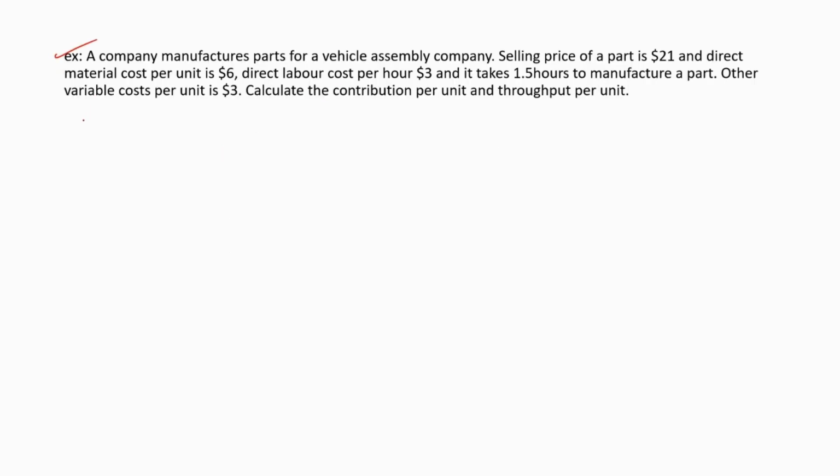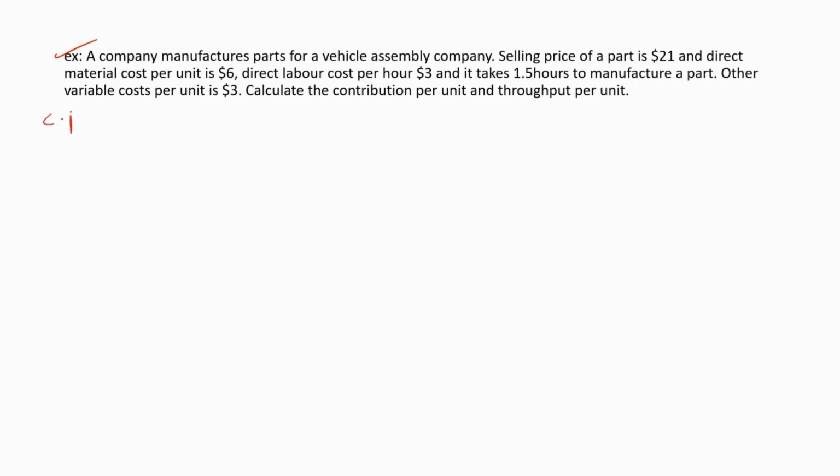Now let's do this example. A company manufactures parts for a vehicle assembly company. Selling price of a part is $21 and direct material cost per unit is $6. Direct labor cost per hour is $3 and it takes 1.5 hours to manufacture a part. Other variable costs per unit is $3. Calculate the contribution per unit and throughput per unit.